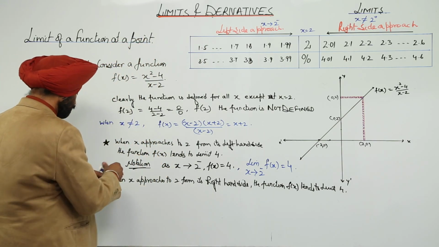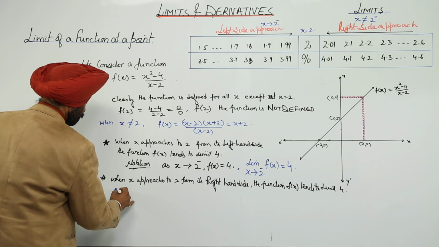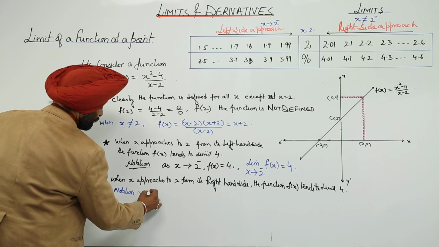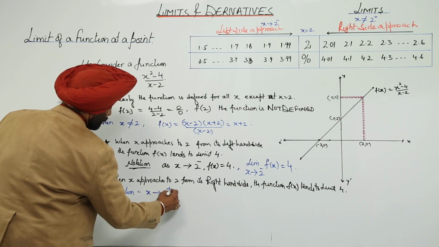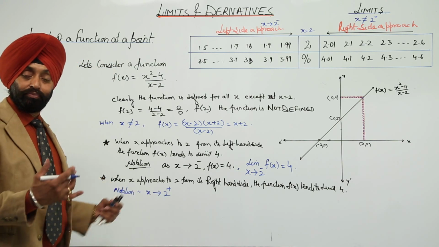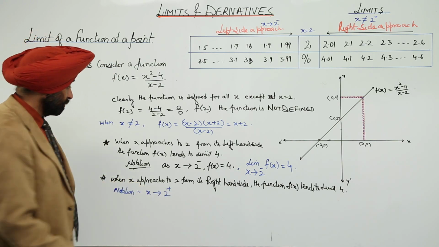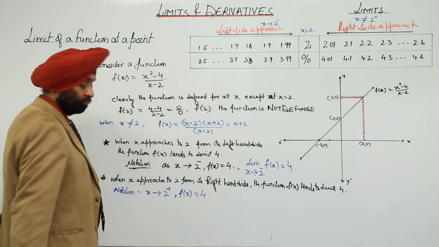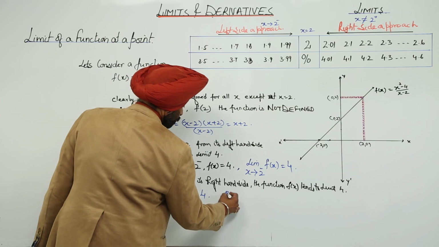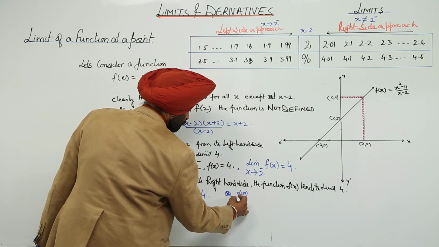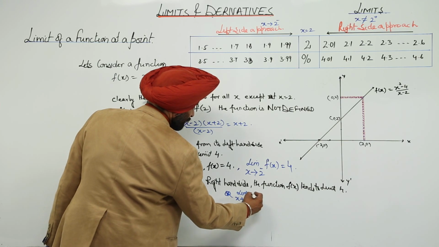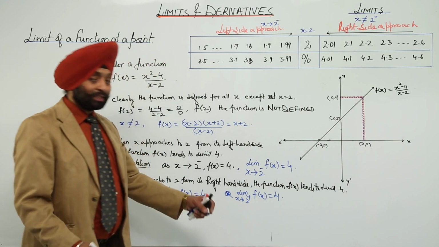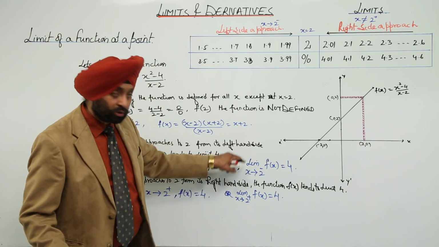So notation wise, what can we write? x approaches 2 from the right side towards 2, that is positive, okay. Then f(x), the function, tends to limit 4. Or we will be writing limit as x approaches 2 from the right hand side of the function, the limit tends to 4. So these are the basic notations which we are going to use.